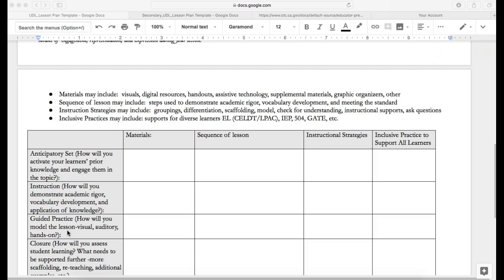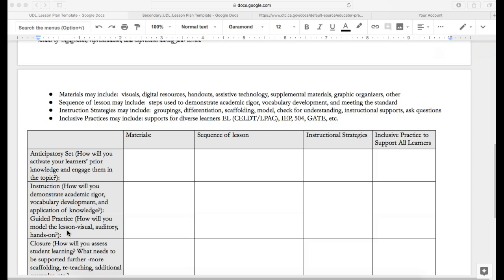Instructional strategies, these are just a few that we listed here, but the grouping, so are you doing whole group, small group, pairs, individual? Differentiation of instruction, so have you given maybe sentence starters to students who struggle with starting writing? Did you give maybe a word bank, that type of thing? Maybe you have fewer problems for a student to do.